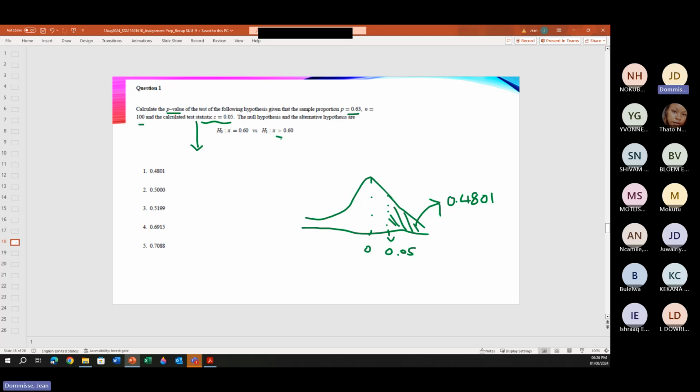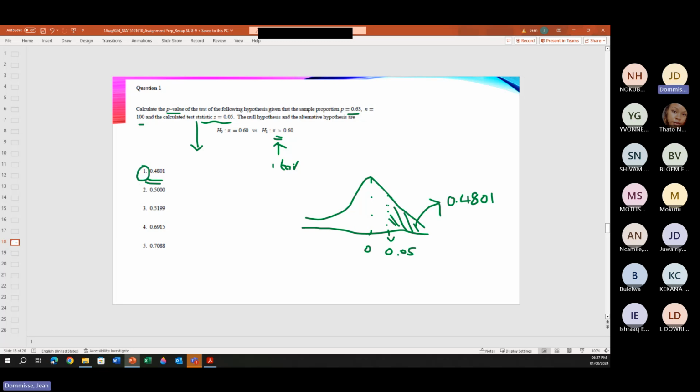Because it is one directional, it shows us bigger than, so it's one tail. Because it's one tail, we only need to worry about the one side. So our p-value is 0.4801, which is option 1.